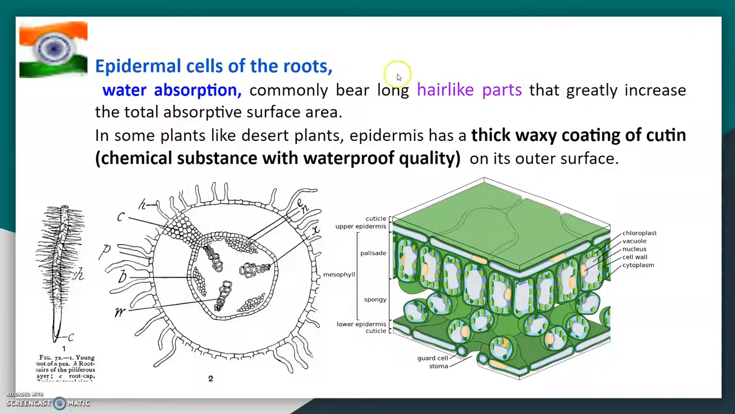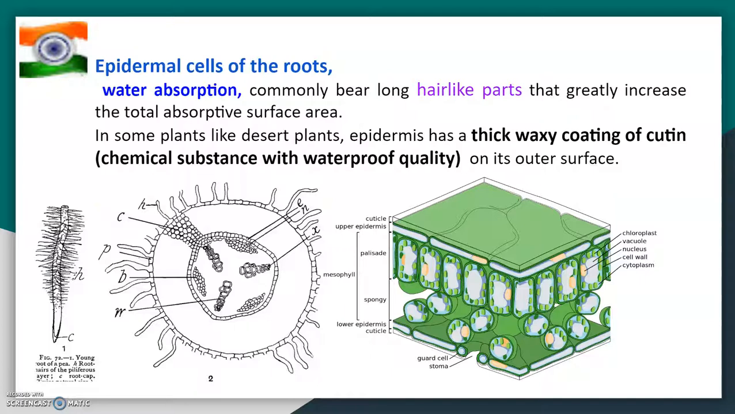Now epidermal cells of the roots, whose function is water absorption, commonly bear long hair. Okay, so H here stands for hair and C stands for root cap. So root hair are also present in the roots, which increases the total absorptive surface area.